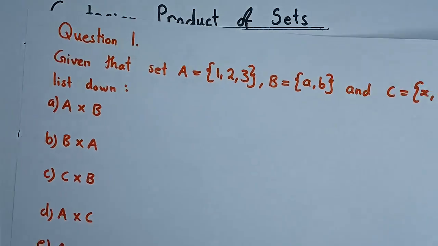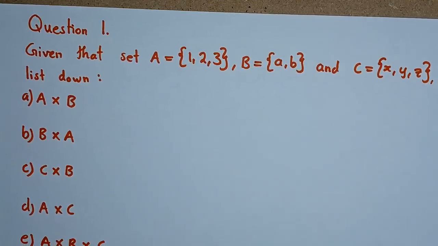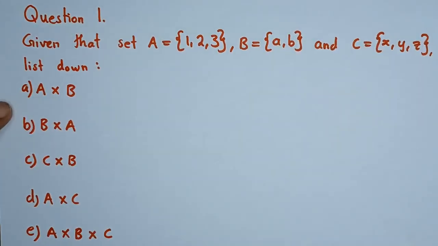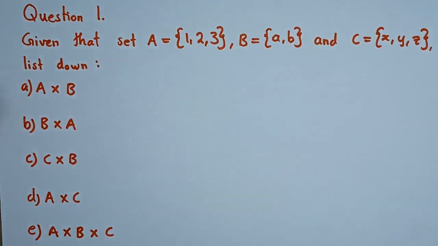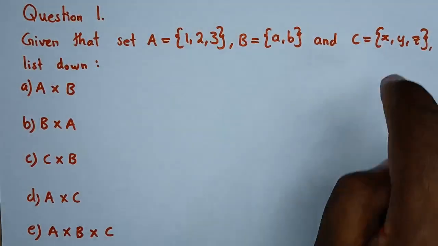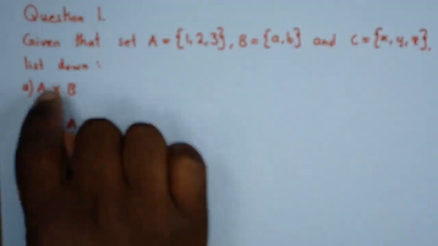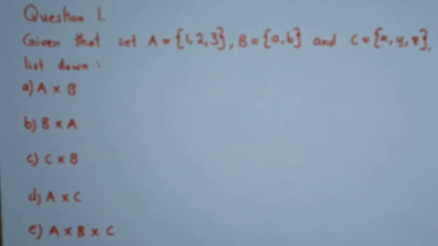So let's look at an example. In this example, we have been given set A, which is 1, 2, 3, and set B, which is a, b. We have different elements here: numbers, letters, and we have x, y, z over there. Now, what we're looking for is the Cartesian product, and we'll start with A times B. Remember, to find it, the elements in A must multiply every element in B.